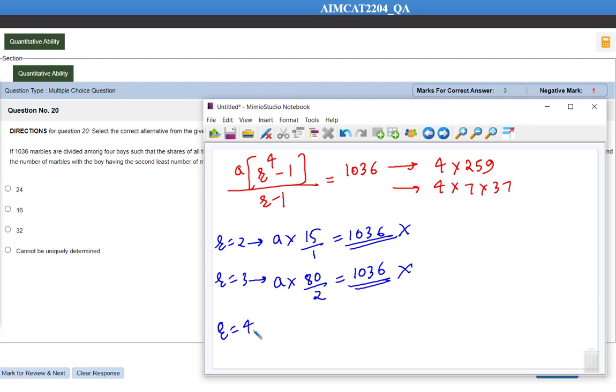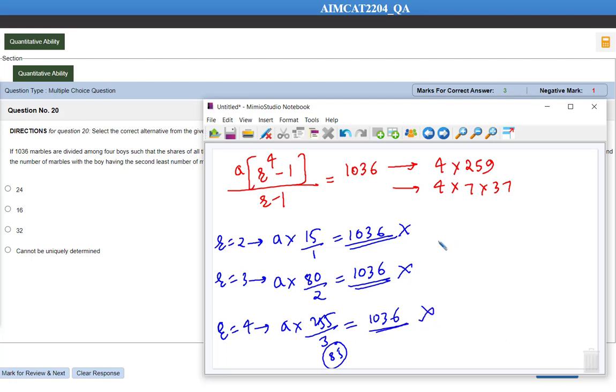Let's put r is equal to 4. A into 4 to the power 4 is 256, minus 1 is 255, divided by 4 minus 1 which is 3, equal to 1036. This is 85. 85 is 17 into 5. This is not divisible by 17.